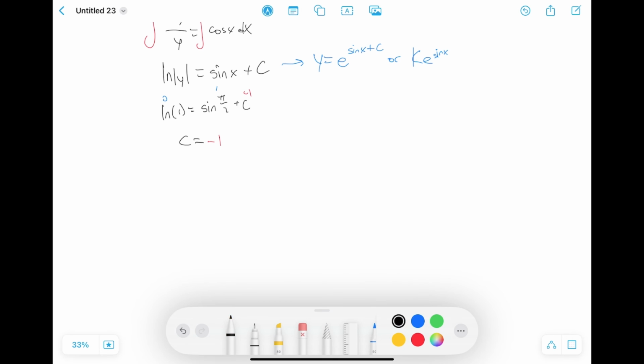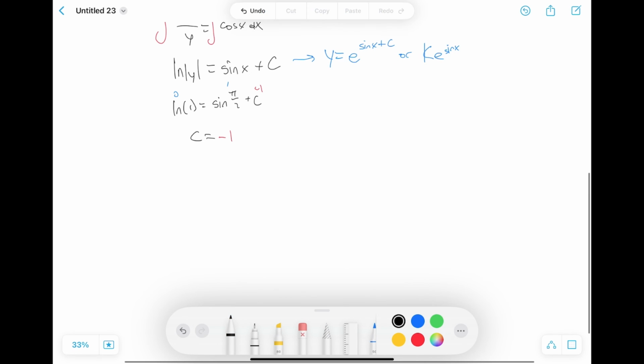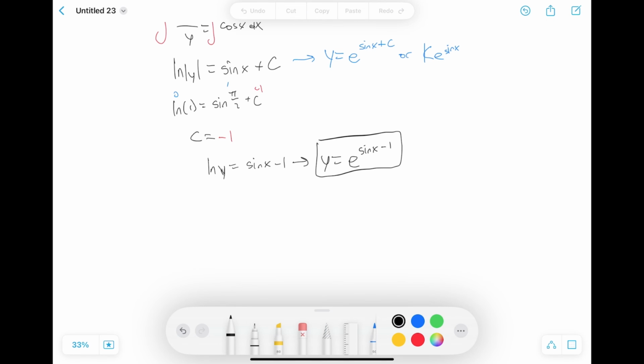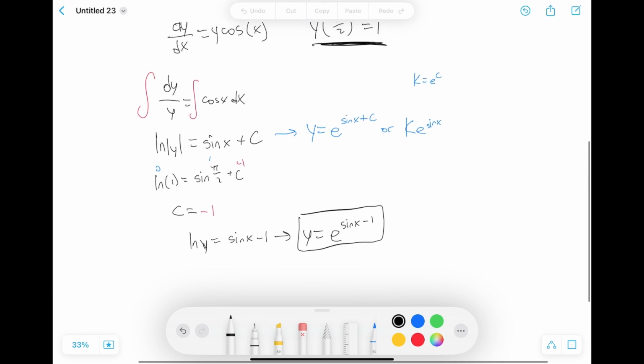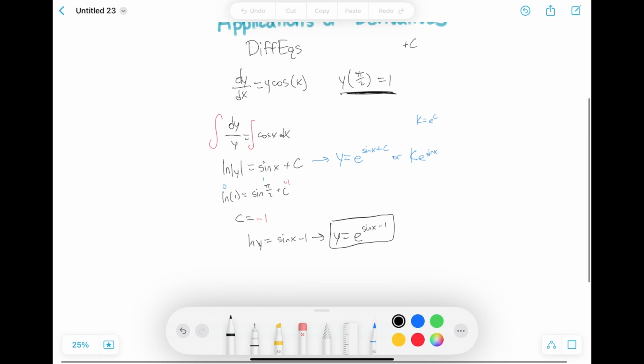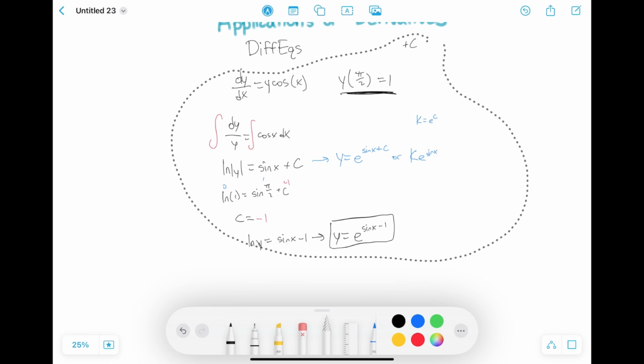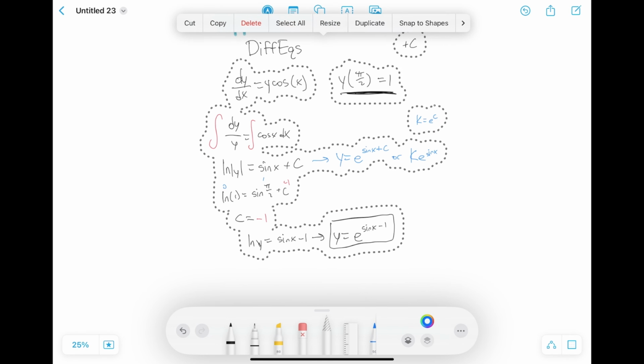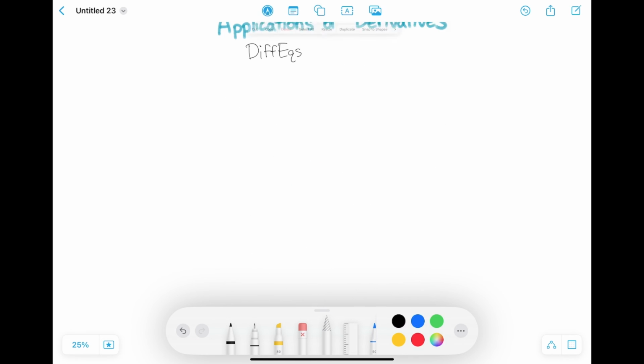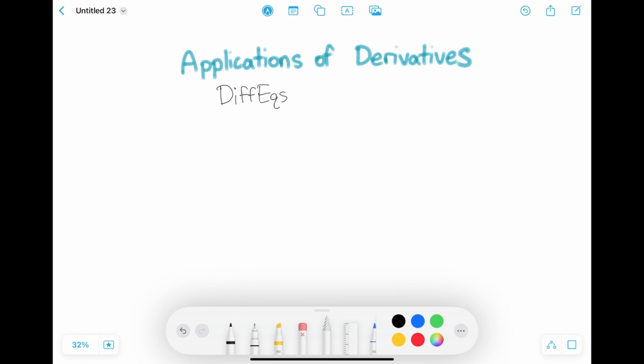But once we have that and we plug it in, this would get us that the natural log of y is equal to sine of x minus 1. And thus y is equal to e to the power of sine x minus 1. And we just have an equation just like that. So that is separating variables. This is moving all the y's to one side, moving all the x's to the other side, and then just integrating each with respect to y or with respect to x.